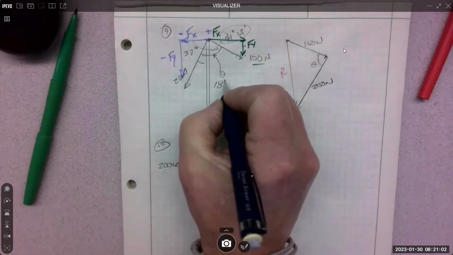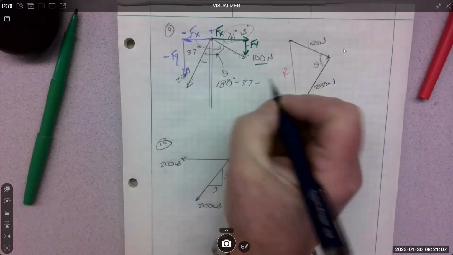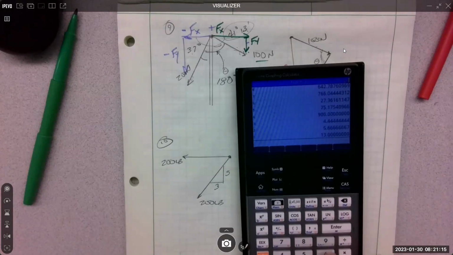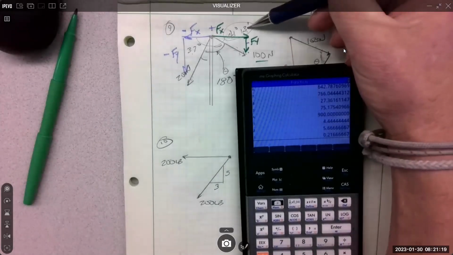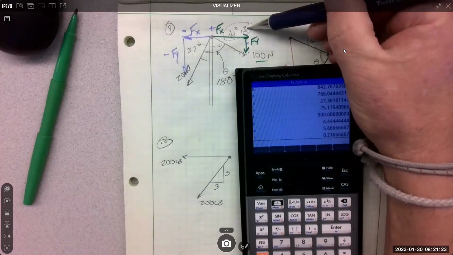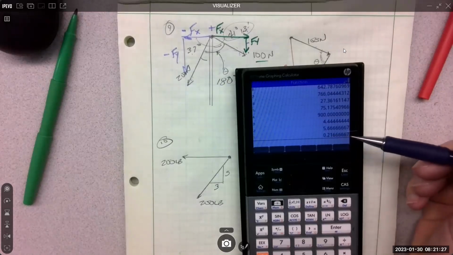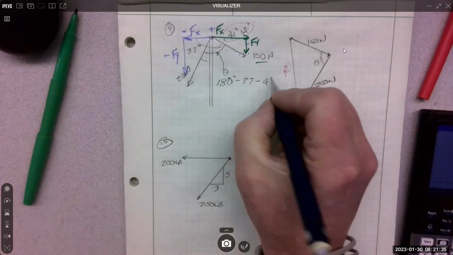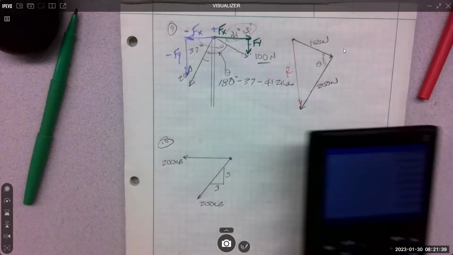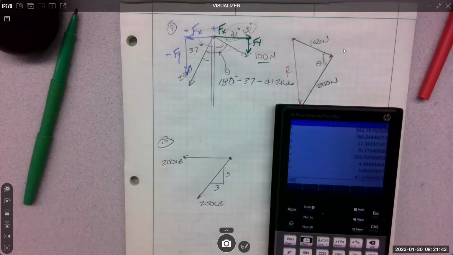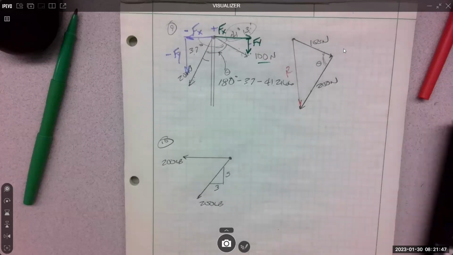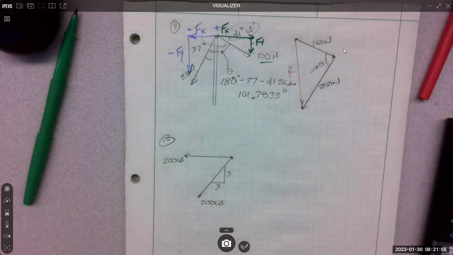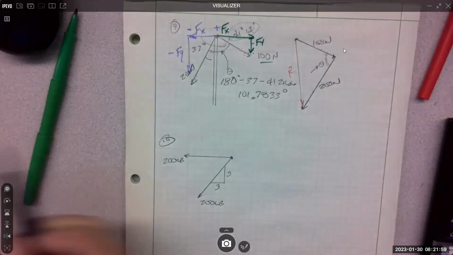So this is just going to be 180 degrees minus 37 minus 41°13'. How do I get rid of the 13? 13 divided by 60 minutes, so 13/60ths, which is 0.2166. So then 41 plus that is 41.2166. So what is that? 101.7833. So that's that angle. And then we could do cosine law because we have side, angle, side.